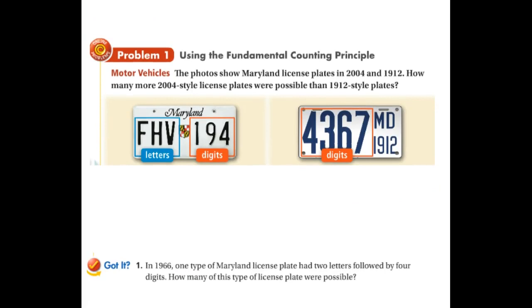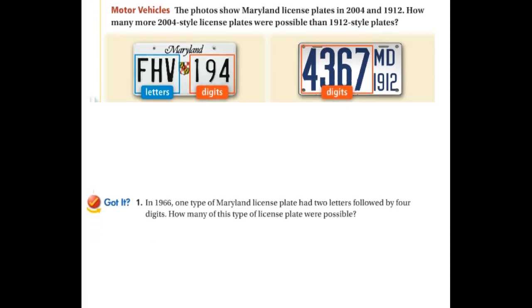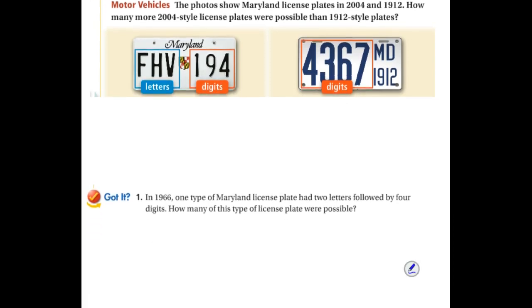The one on the left is from Maryland in the year 2004. The one on the right is from Maryland in the year 1912. To create a license plate in 2004, we could use 3 letters and then 3 digits. Can those letters be repeated? Could I make a license plate that has AAA for the letter portion? Yes. So how many letters do I have available? How many letters are there in the alphabet? 26. And we can repeat them.